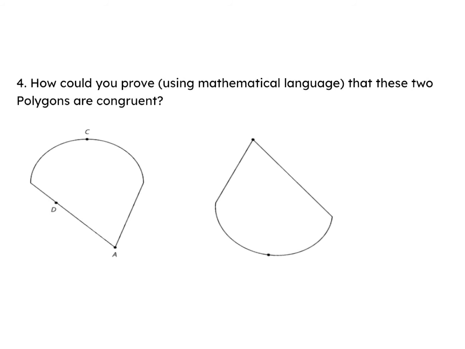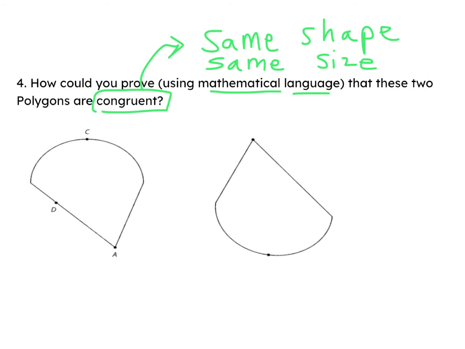Question 4. How could you prove using mathematical language that these two polygons are congruent? The word congruent means the same shape and the same size. So by looking at the two polygons, it does appear that they are the same shape and the same size, but we have to use mathematical language.